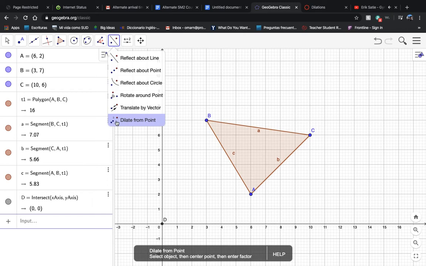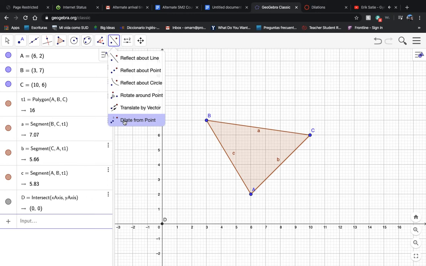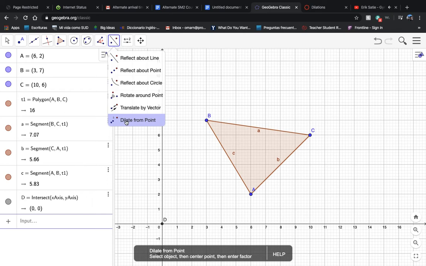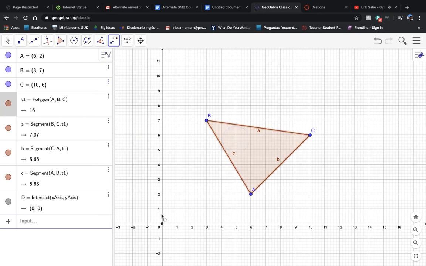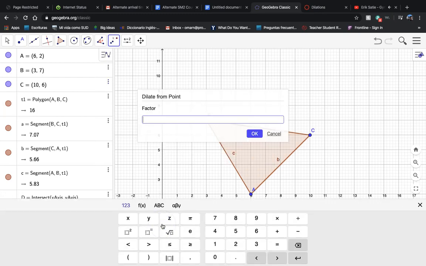As I dilate it, please take a look at the bottom of the screen, and you will see the instruction dilating from the point. The first thing you do is select the object, then the center point, and then you are going to select a factor of dilation. In this case, we are going to enlarge this triangle, and we're going to click on dilate. First we select the object, then we select the point of dilation, and the factor I'm going to use in this case is going to be 3. It means that I'm going to enlarge this triangle by a factor of 3.